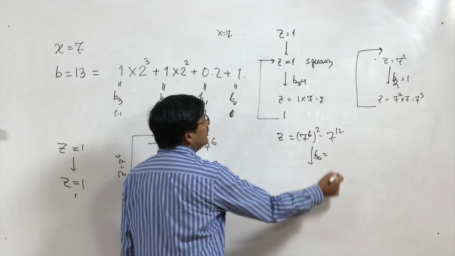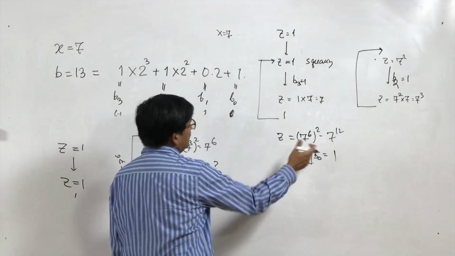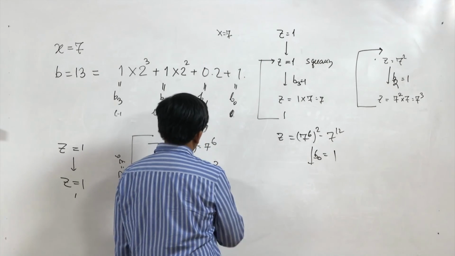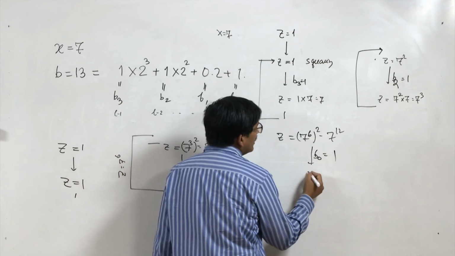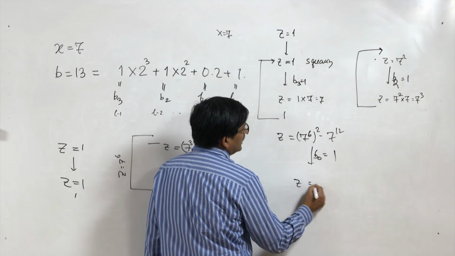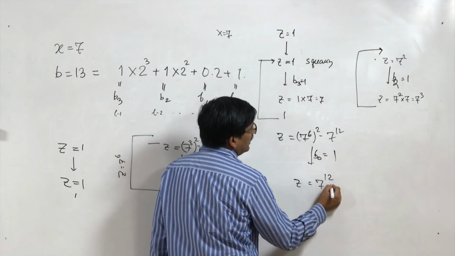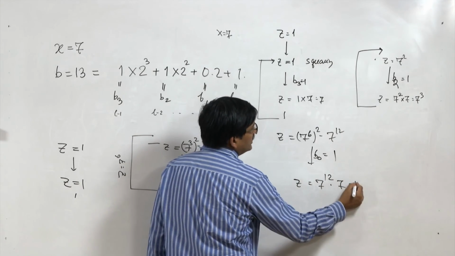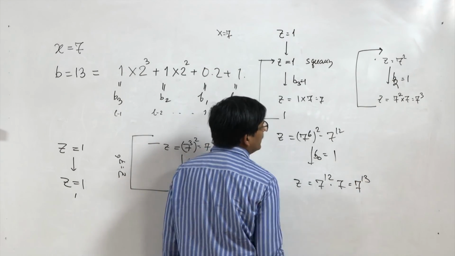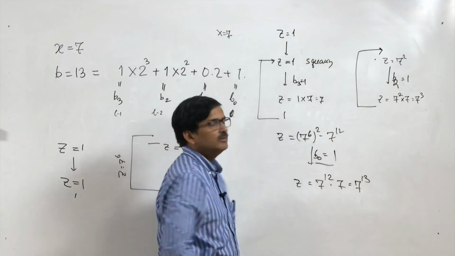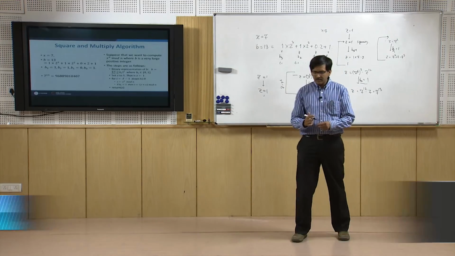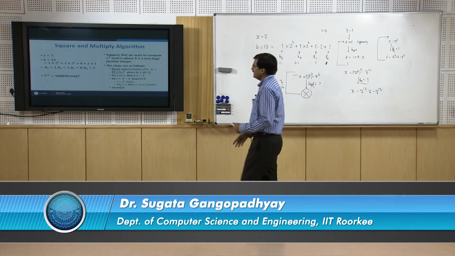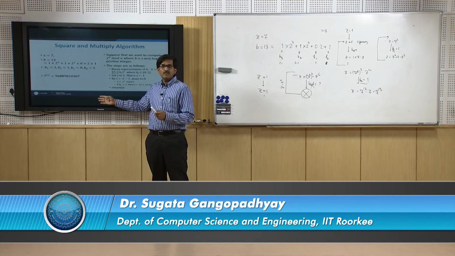Now I ask the question whether b 0 is equal to 1 or not. B 0 is 1 over here. So, z is updated to 7 to the power 12 into 7, which is equal to 7 to the power 13, and I am at 0. So, I go no further down, and therefore, I return 7 to the power 13.